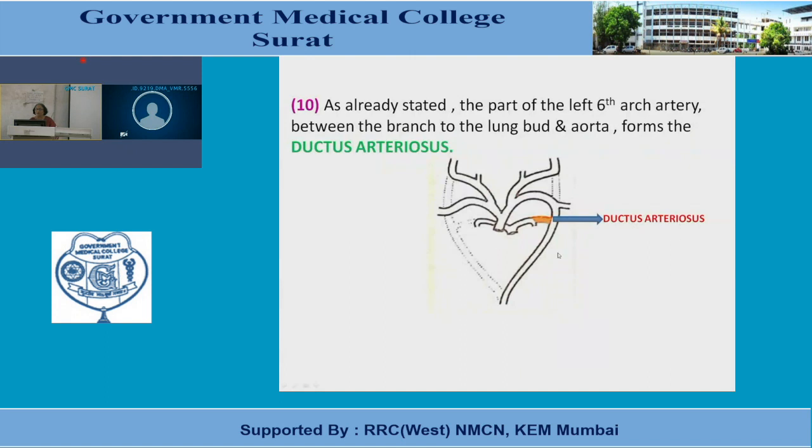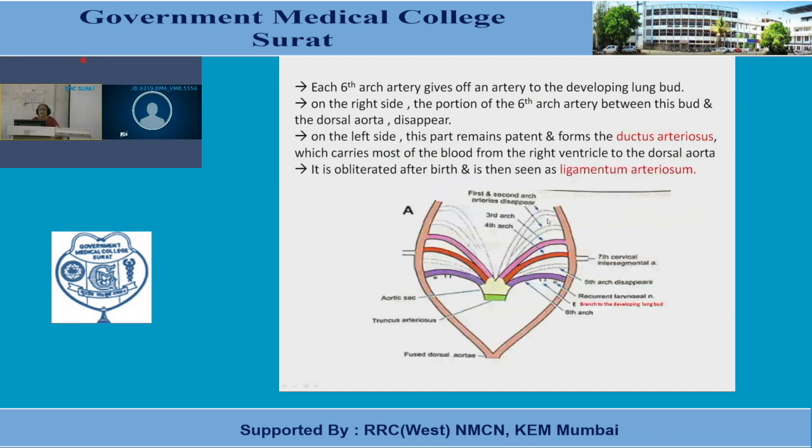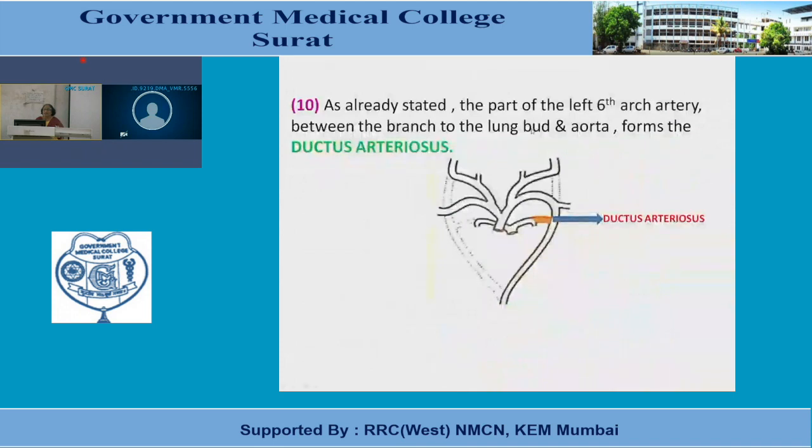This is about the 6th arch artery, right side and left side respectively. Now here, it carries most of the blood from the right ventricle to the dorsal aorta. It is obliterated after birth and is then seen as the ligamentum arteriosum. As already stated, the part of the left 6th arch artery between the branch to the lung bud, here you can see the vertical downward arrow, and the aorta, forms the ductus arteriosus, which remains patent.